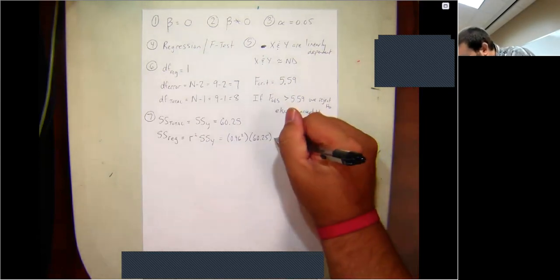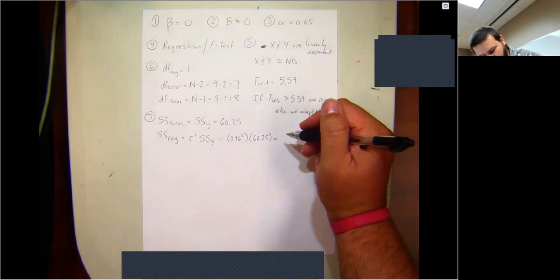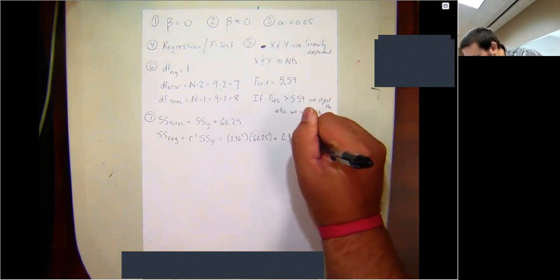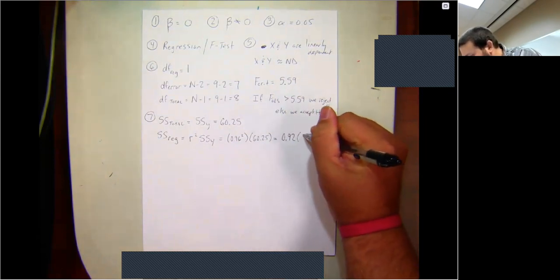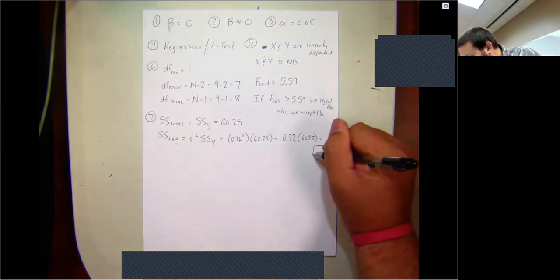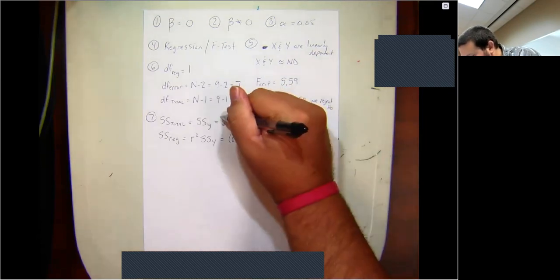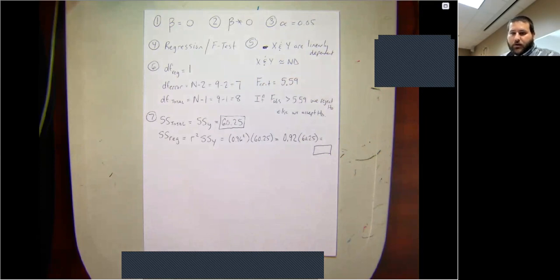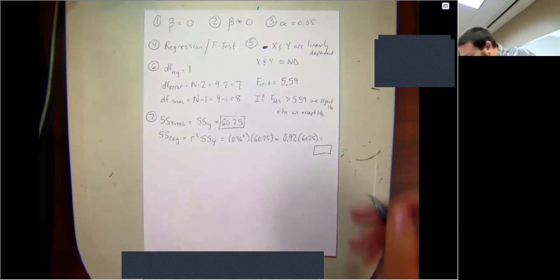So 0.96 squared is going to be 0.92, and 0.92 times 60.25 gives us our sums of squares regression. By the way, I'm going to put boxes around these because we're going to need to create a source table, and I'm just going to make it easier for you to go find these. SS regression, 0.92 times 60.25 is 55.43.